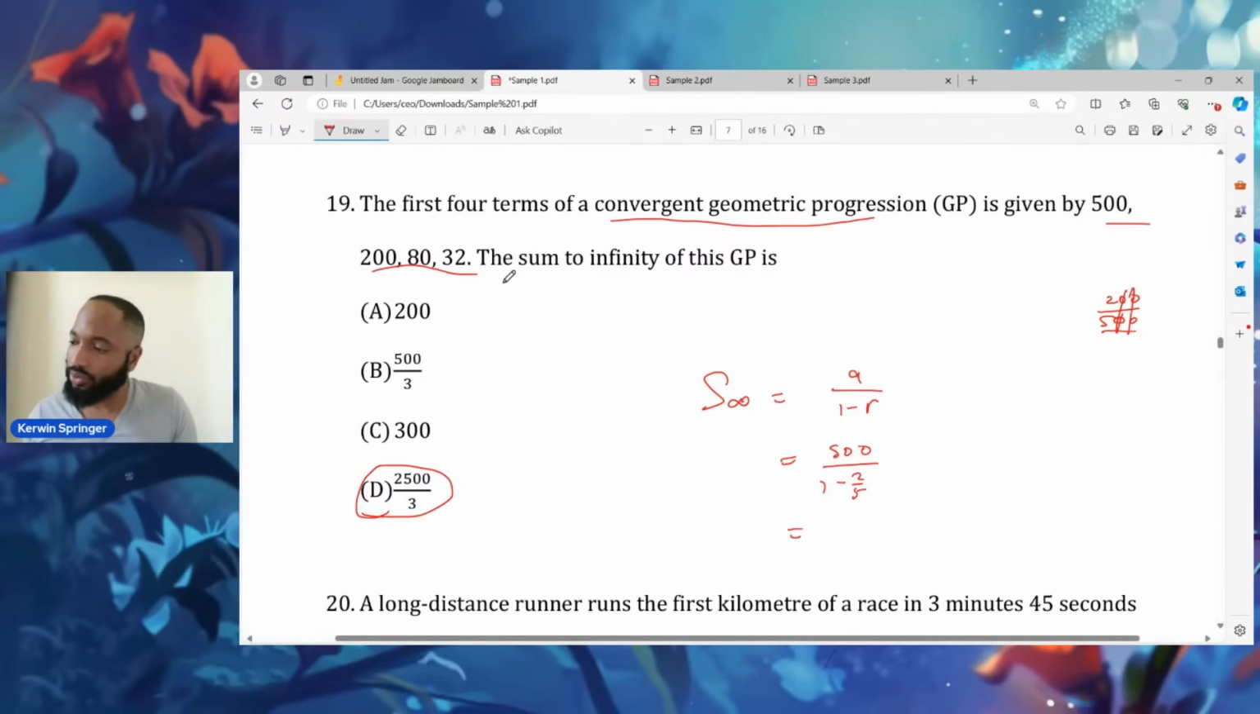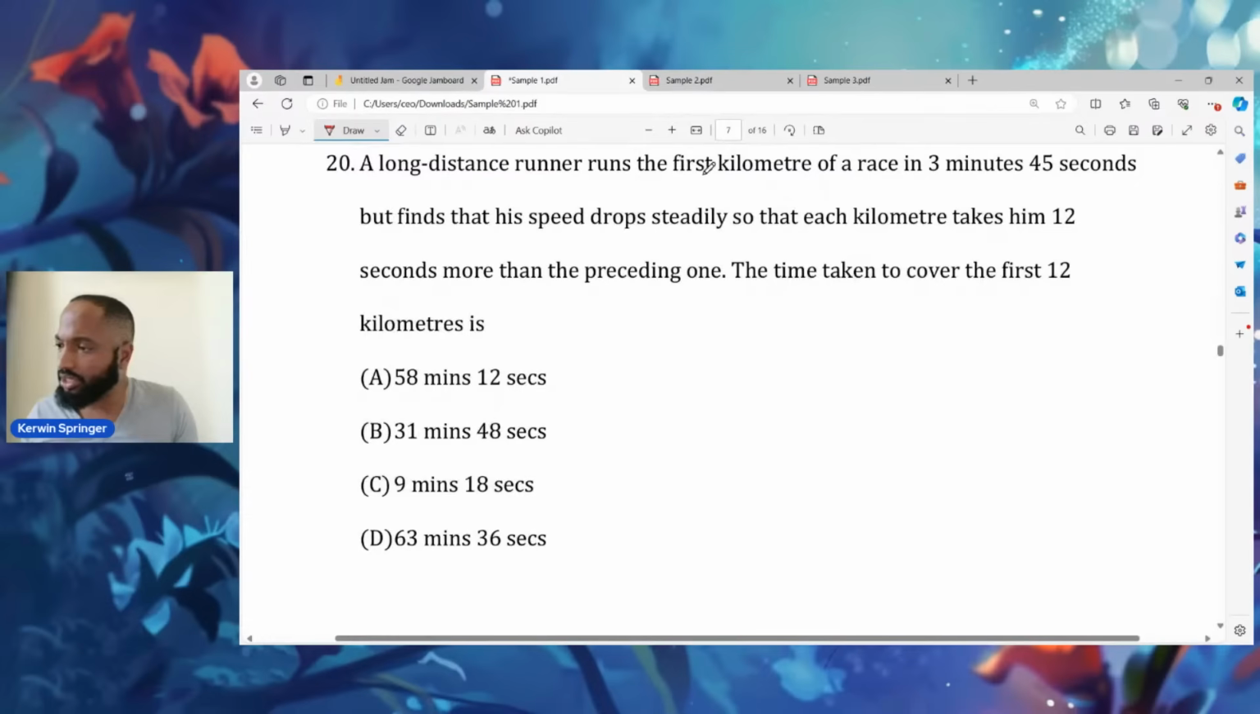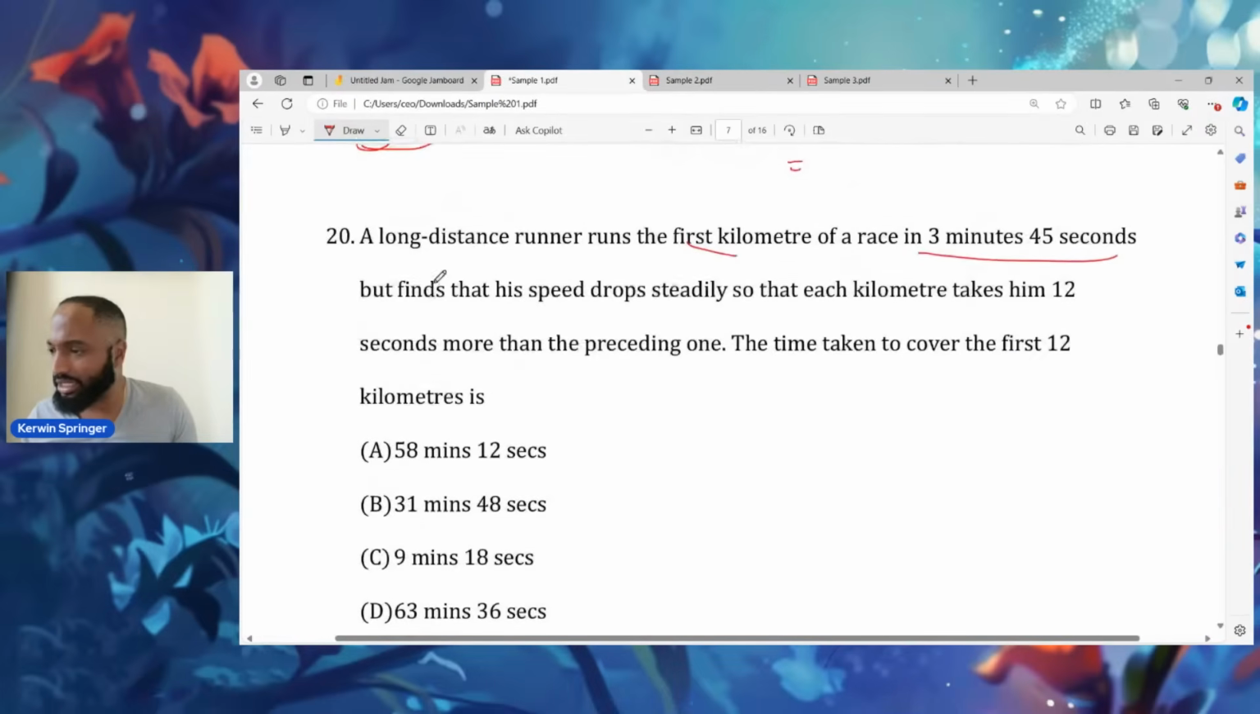So this is the way to go. A long distance runner runs the first kilometer of a race. So once again, we're in AP land. A lot of these things is just AP and GPs, progression, series. He finds that his speed drops steadily so that each kilometer is taking him 12 more seconds.